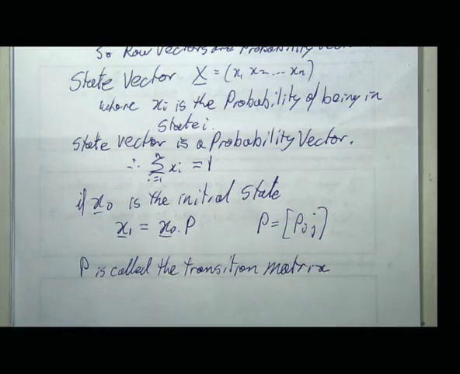The thing about Markov processes is that under certain conditions, you will reach what we call a steady state vector. And that is where the probabilities remain the same.